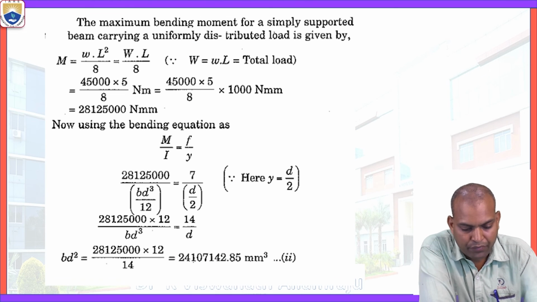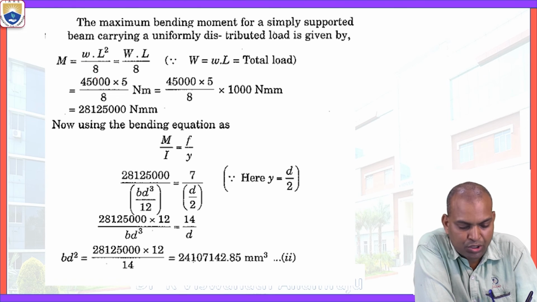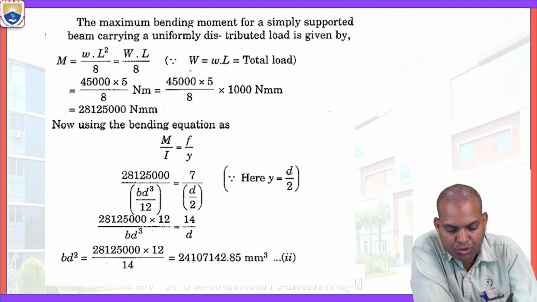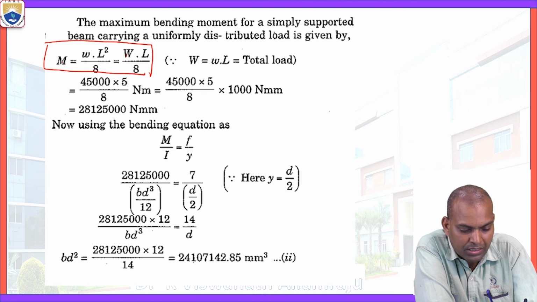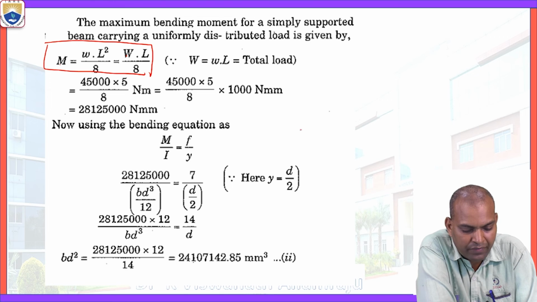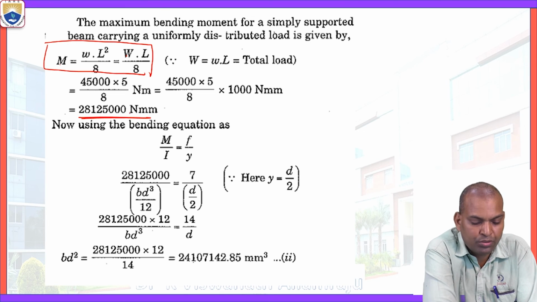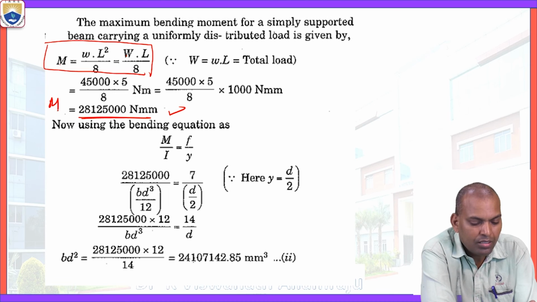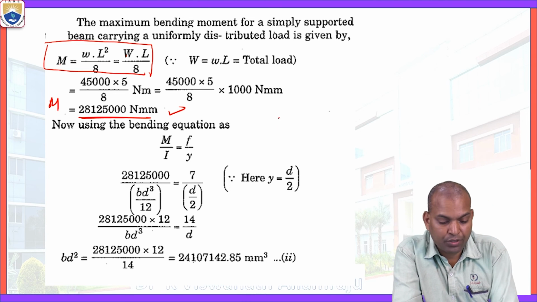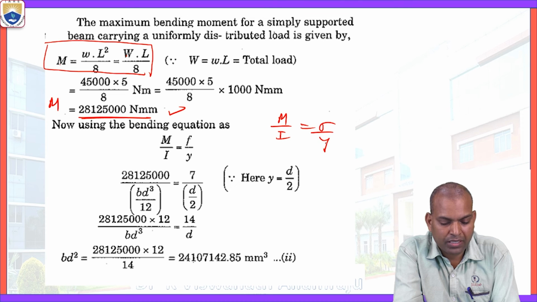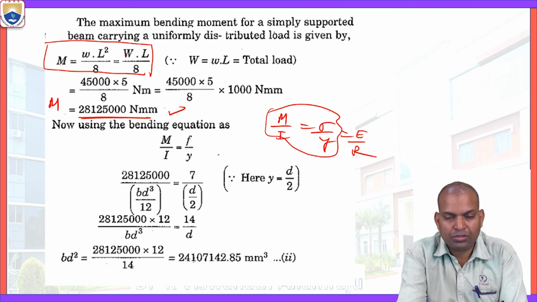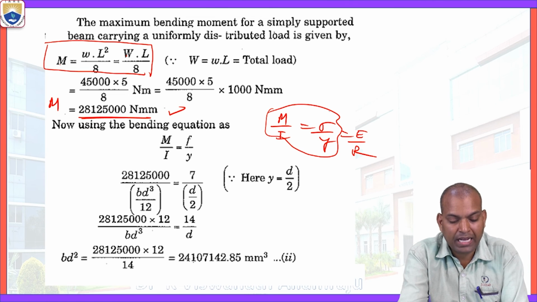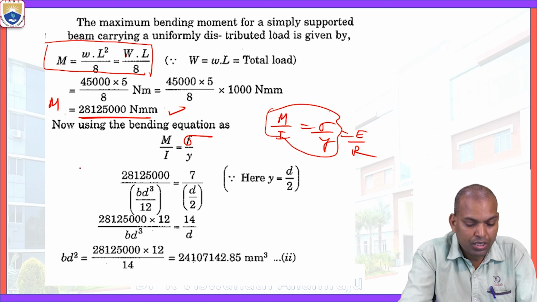Now, we know the maximum bending moment for a simply supported beam carrying a uniformly distributed load is WL by 8, where W here is the total load. That is M equals 281.2500 Newton millimeter. Now, the pure bending equation we know: M over I equals sigma by Y equals E by R. Based on the given data, the relation to be used is M by I equals sigma by Y.